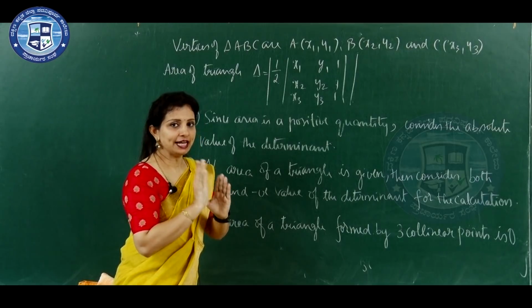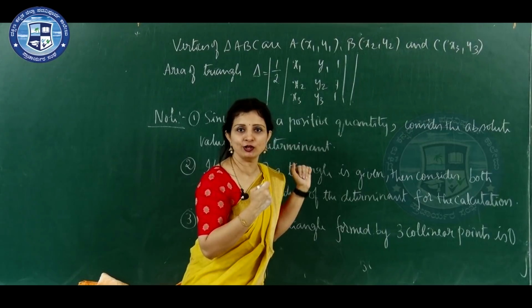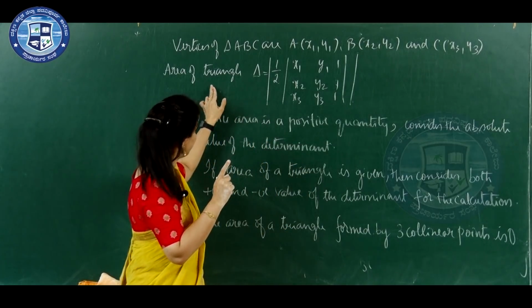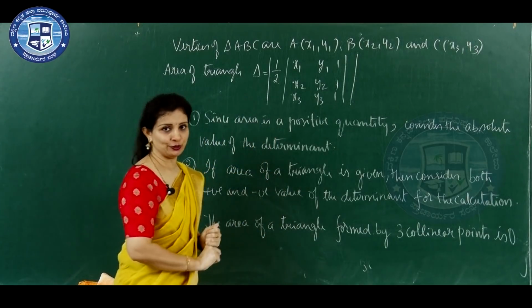Whatever value you get while expanding the determinant, you may get a negative value also. Since you are finding the area here, write the positive value only. That is the first note.